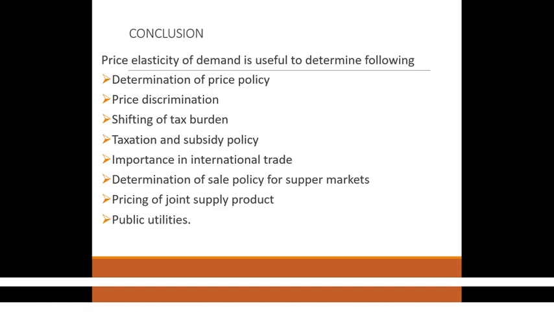Importance in the international market, this price policy is also very important in the international market. And determination of sales policy for supermarkets, this is also important. That means price is the main tool which determines the policy in the supermarket. It also helps to determine the price of joint supply products, and it also helps public utilities. These are some uses of the price elasticity of demand. I have listed them here, you can add more.